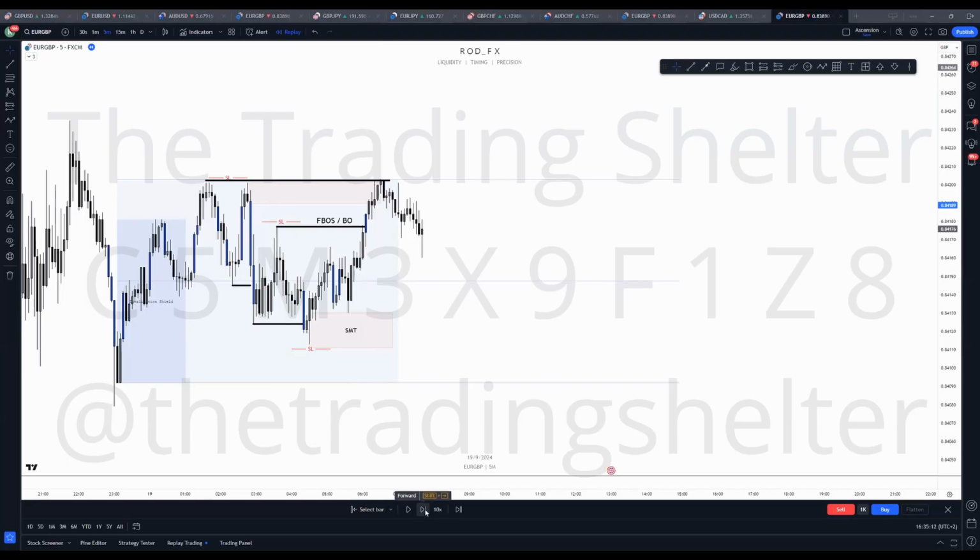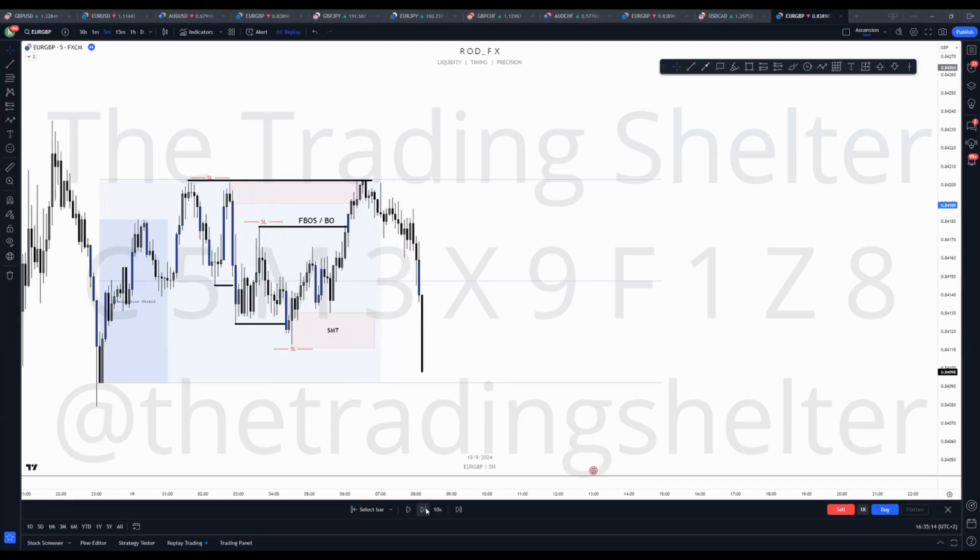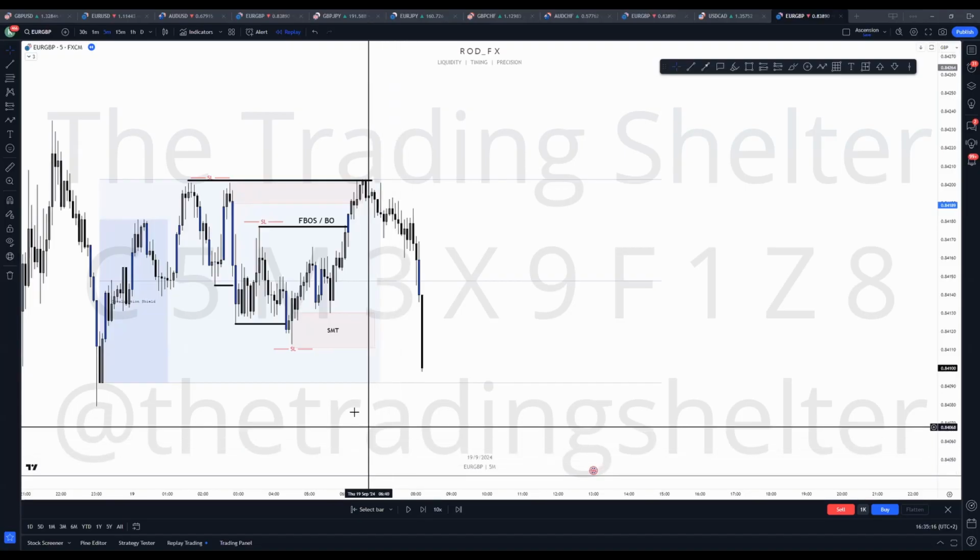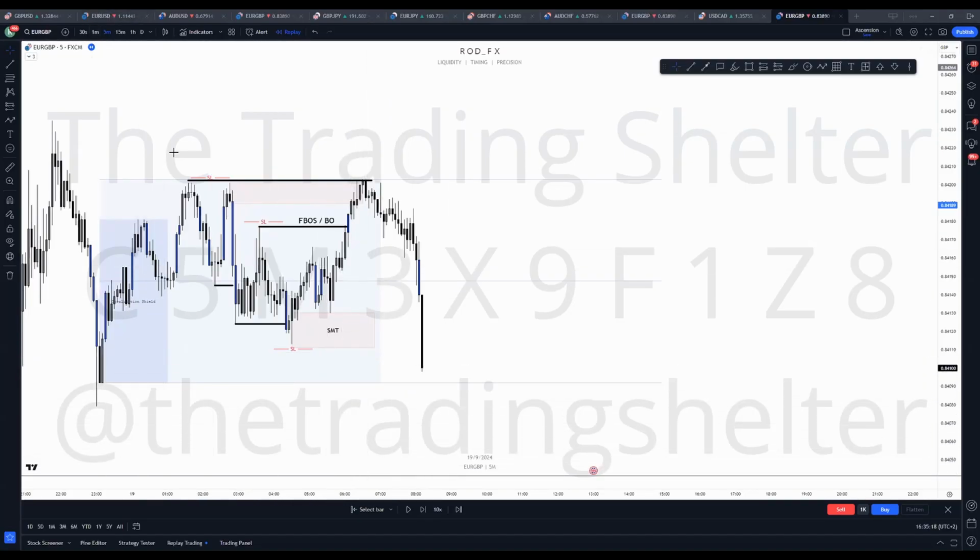Price is faking those equal highs. Now we push, push, push. Clear candles. There's no doubt about it. Now what I like to do is justify this SMT to know if it's relevant to keep it in my chart.